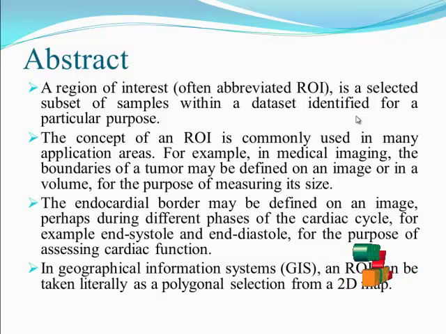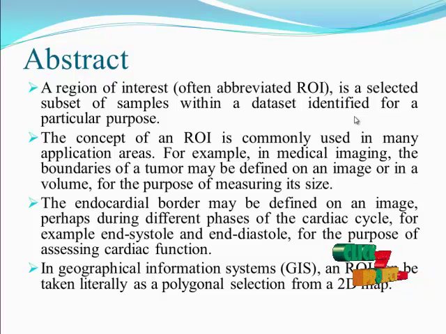A region of interest is a selected subset of samples within a dataset identified for a particular purpose. The concept of ROI is commonly used in many application areas. For example, in medical imaging, the boundaries of a tumor may be defined on an image or in a volume for the purpose of measuring its size. The endocardial border may be defined on an image, perhaps during different phases of the cardiac cycle, for example, end systole and end diastole.